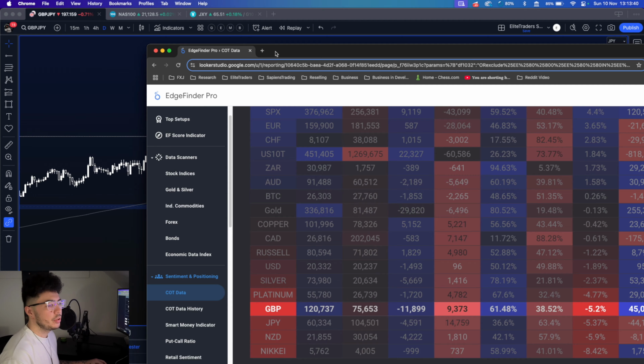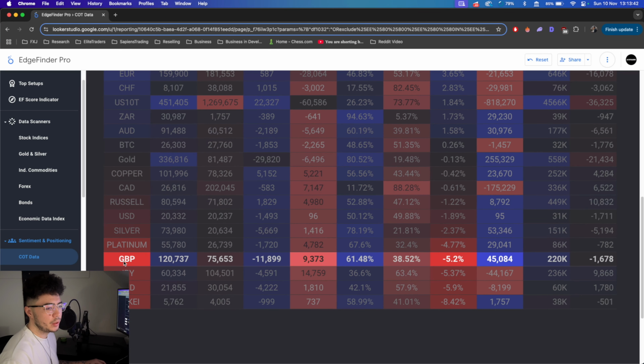Now, to support this trade, if we have a look at the COT data, so if we look at the pound, we've seen a decrease in long contracts and we've seen an increase in short contracts.